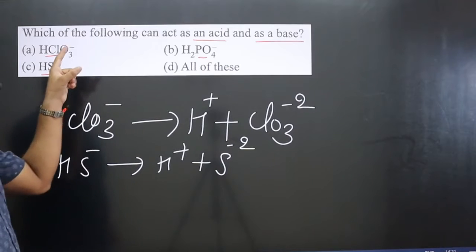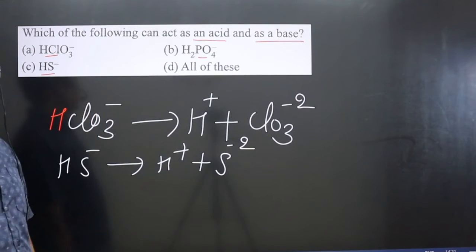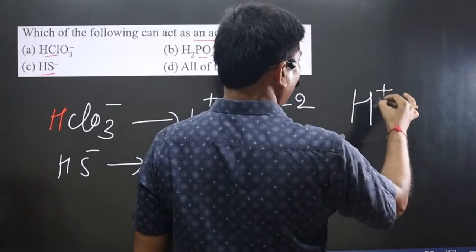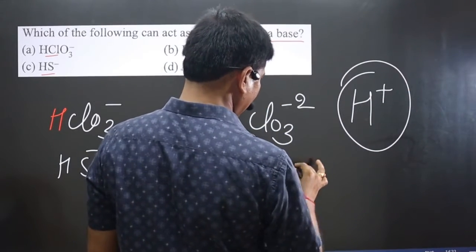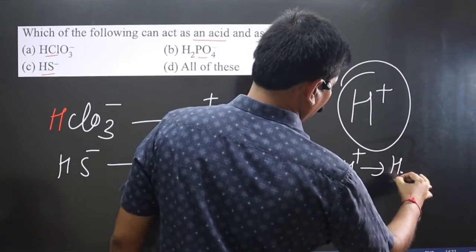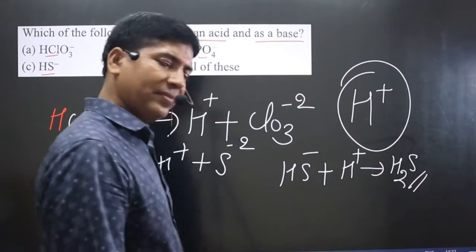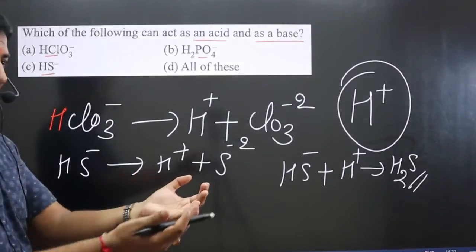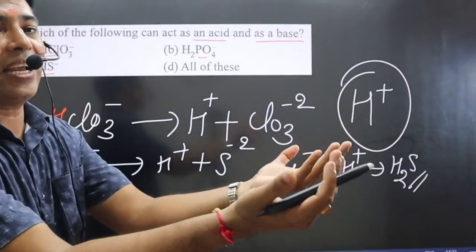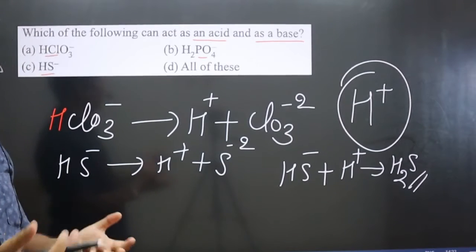Since they have a negative charge, they can easily attract a proton, an H plus ion. Because if I mention HS minus and add H plus, it will convert into H2S. Any substance which is accepting a proton will show basic character, and which is donating a proton will be acting as an acid, will show acidic character.